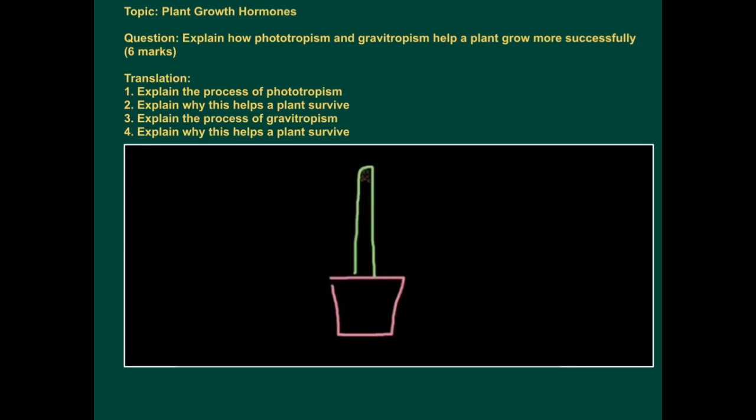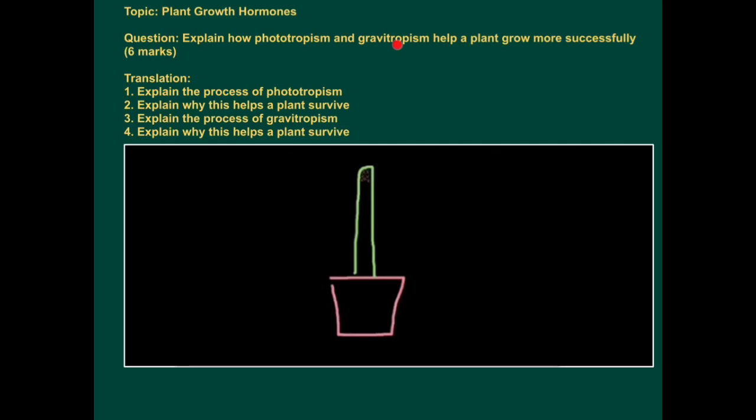This exam application tutorial is on the topic of plant growth hormones. The question for 6 marks: explain how phototropism and gravitropism, sometimes called geotropism, helps a plant grow more successfully.